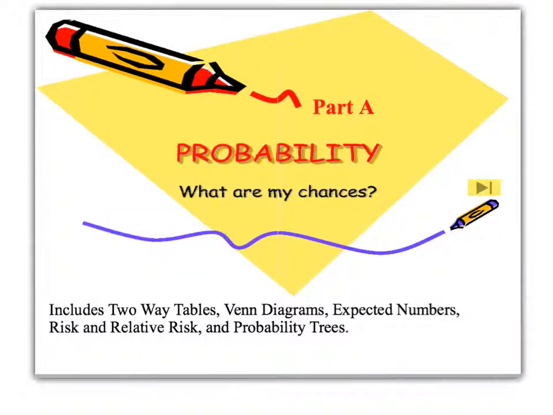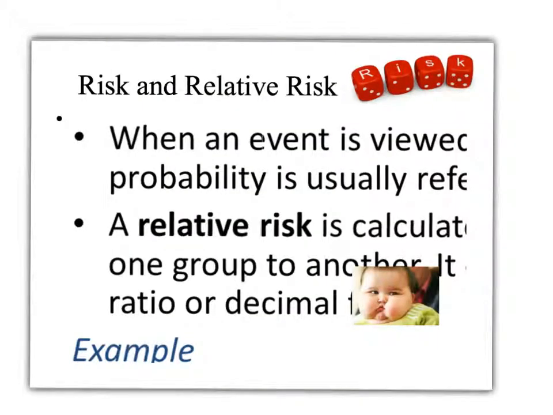Good morning. This is a video on risk, one of the sections that we look at in probability. And we look today especially at risk and relative risk and what's the difference. Risk is just another word for probability, but it's often used when there's a negative association. Things like the risk of cancer, the risk of accidents, car accidents, the risk of death, those kind of things.